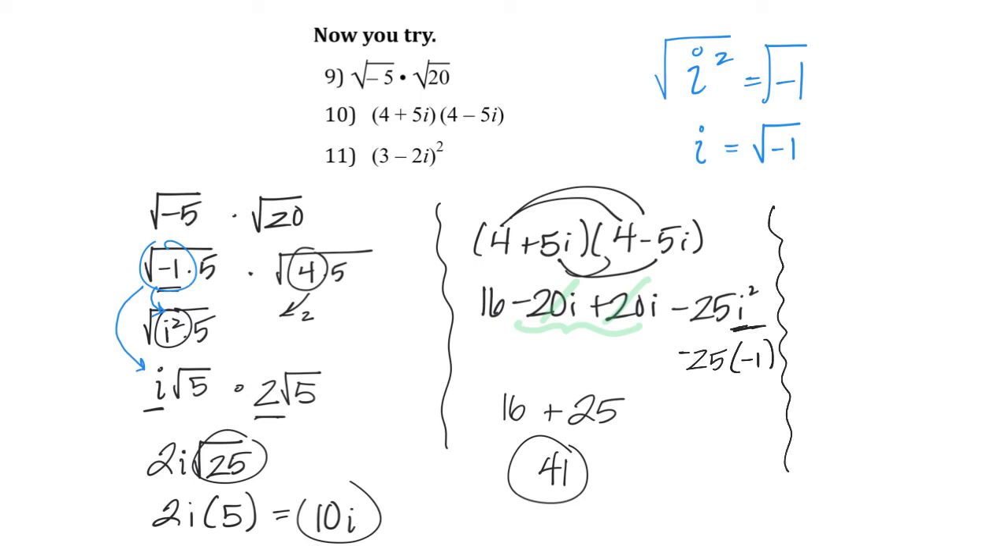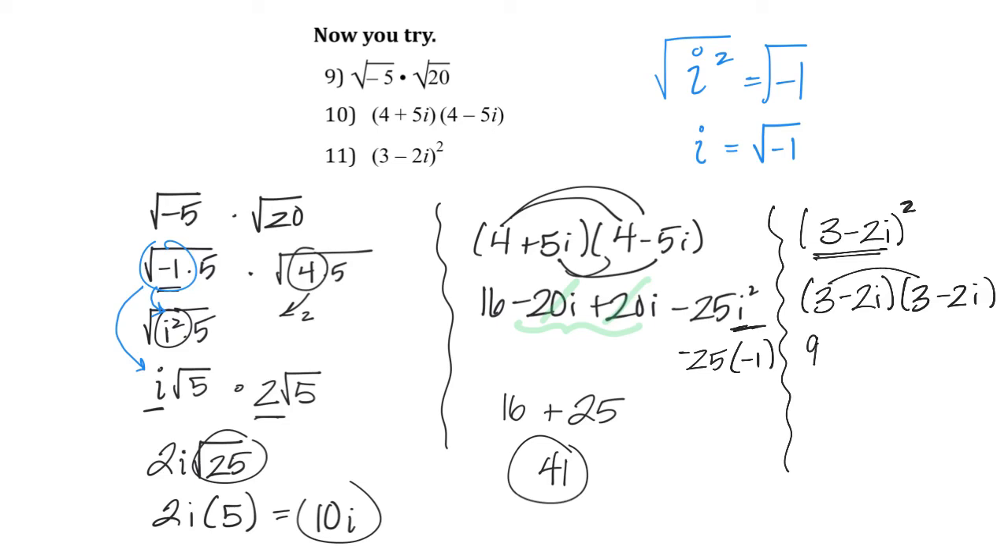All right, last problem. 3 minus 2i quantity squared. Well, you are not going to distribute that 2 through. No, you are not. That means that I have 2 of these binomials. I have 3 minus 2i, and I also have a second 3 minus 2i. A binomial times a binomial means we are foiling.